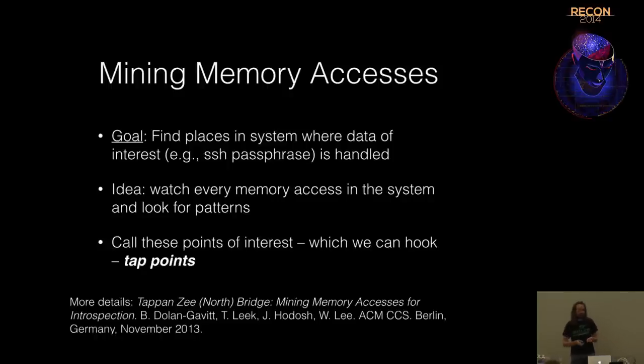We know that, for example, it's going to be in the keyboard driver, because you're going to type in the passphrase initially. But we also know that it's going to be copied around a bunch of different buffers within SSH keygen, and so on. So what we want to do is find places in the system where some data of interest is being handled, right?